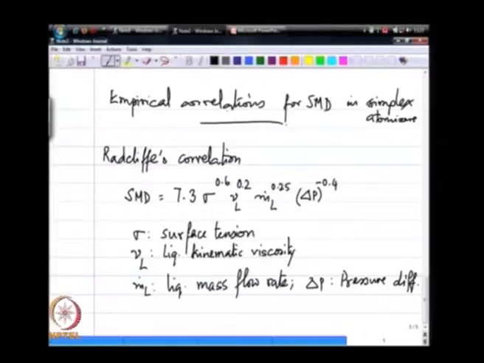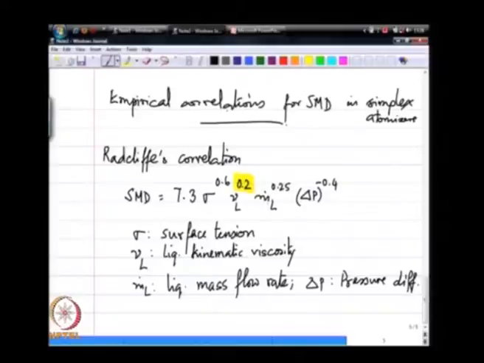The first thing that Radcliffe is trying to tell us is that surface tension seems to have a significant effect as far as the sheet breakup is concerned, because the exponent associated with that has the highest magnitude, 0.6. Liquid viscosity on the other hand has a small positive exponent 0.2, which says that as the viscosity of the liquid goes up, the drop size is expected to go up, although not very strongly.